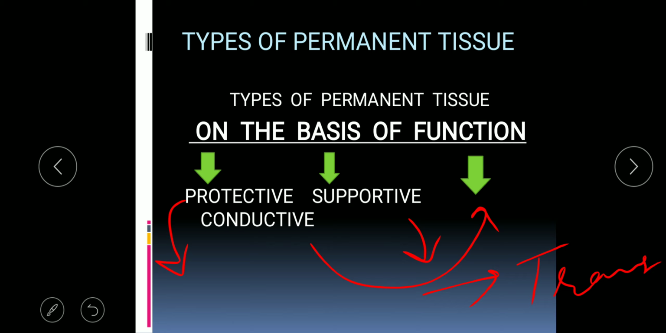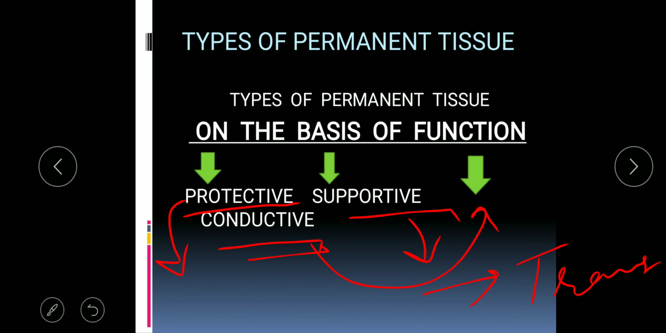Protective tissue will provide protection, supportive tissue will provide the support, strength and rigidity to the plant, and conductive tissue will transport the substances from one part of the plant to the other part of the plant.